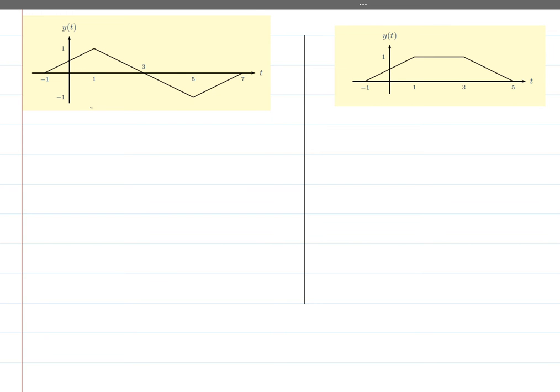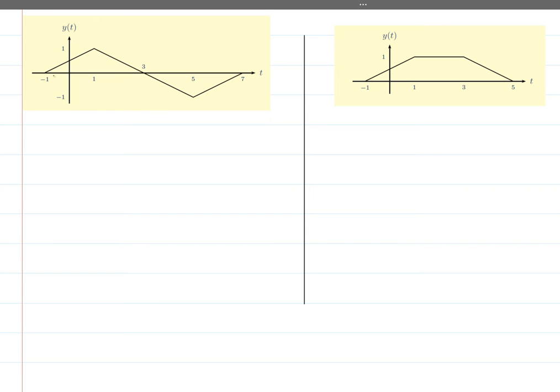Hello friends, in this video we will try to represent the given signals, these two signals, in the form of ramp functions and unit step functions. Okay, so first let us try to represent the given signal y of t in terms of ramp functions.